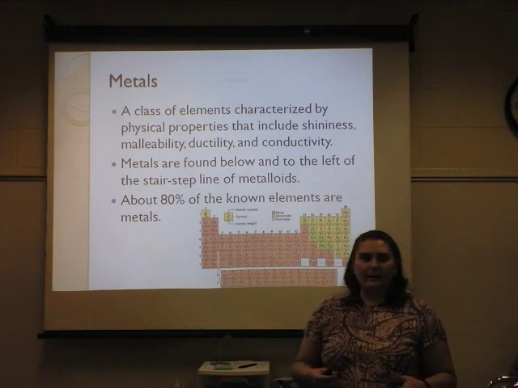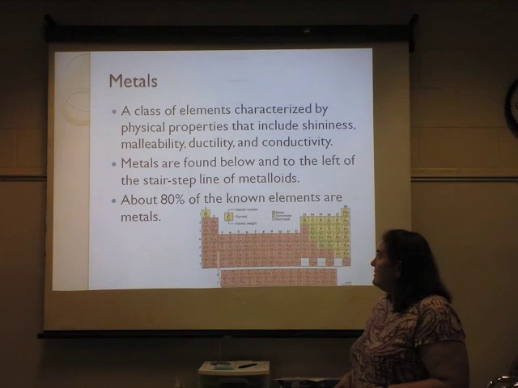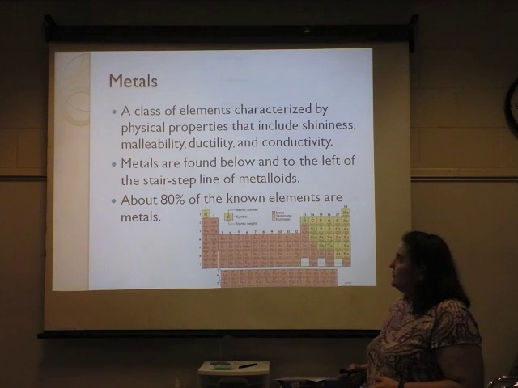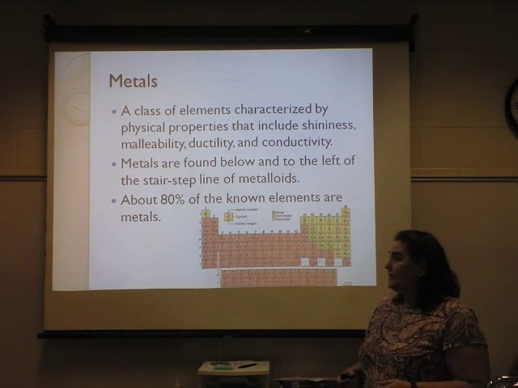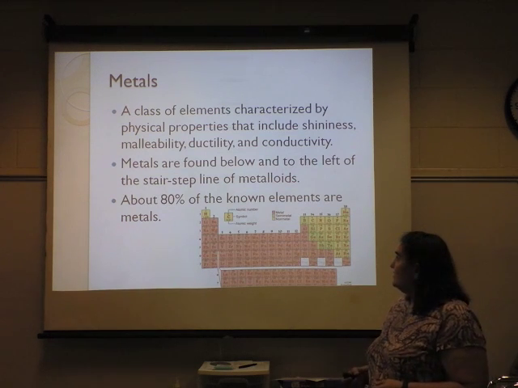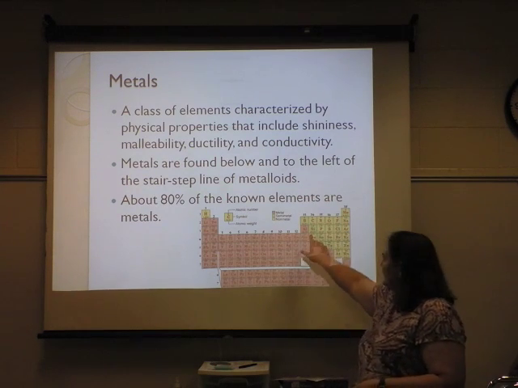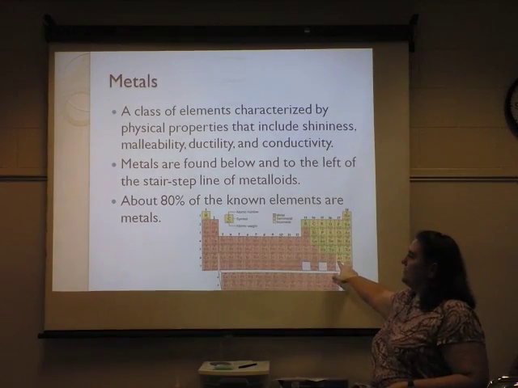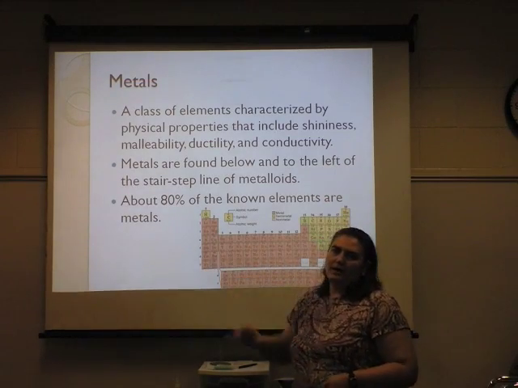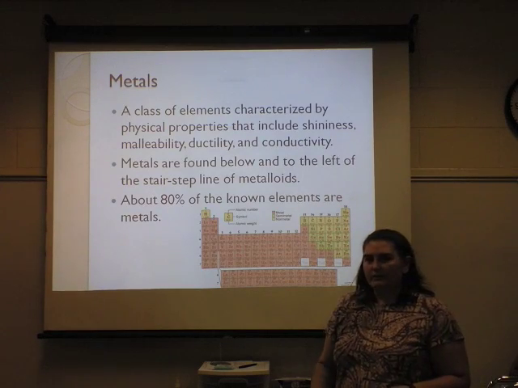On the periodic table, we have three major groups of elements. The first one is our metals. Metals are a class of elements characterized by physical properties that include the shininess, the malleability, the ductility, and the conductivity. They're found below and to the left of the stair-step line of metalloids. This line here that's green in my presentation is our stair-step. So all of these pink colored elements are considered metals. So about 80% of our known elements are metals.